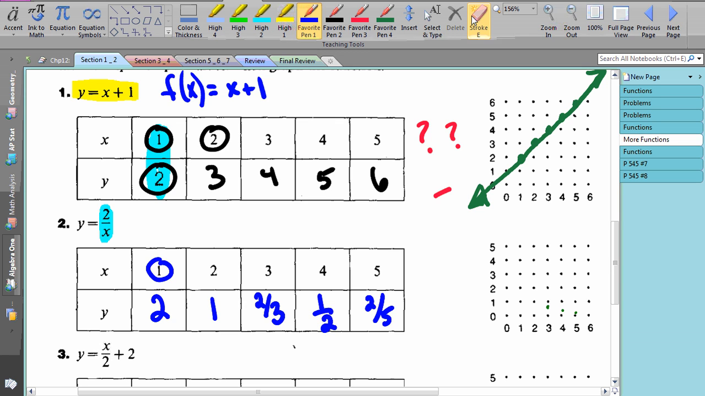So let's graph all these points in here. There are 5 coordinates in here. The first coordinate is 1, 2. Go over 1, up 2. I go over 2 and up 1. The next one is over 3. Over 3 and only up 2/3. Did we make a mistake in here?